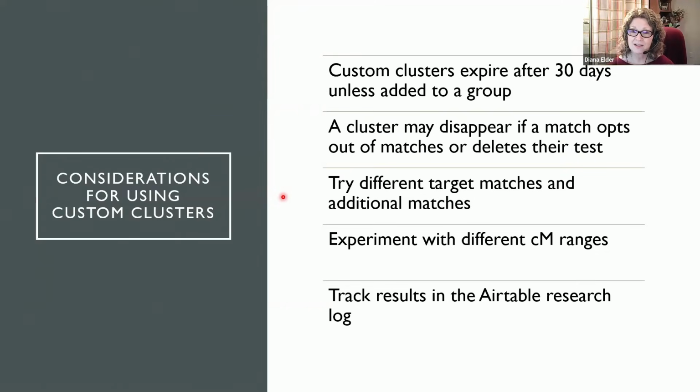So what are you going to do when you're trying all these different things and you're experimenting with different centimorgan ranges? Well, that's where you can use your Airtable research log. So this would be a great place to use Airtable. And as you are trying out all your different custom clusters, then you could put in specifically who you are putting as your target and your sidekick matches and what your centimorgan range was and the results. And you're going to need a place to track it. I think Airtable would be a great way to try tracking that.